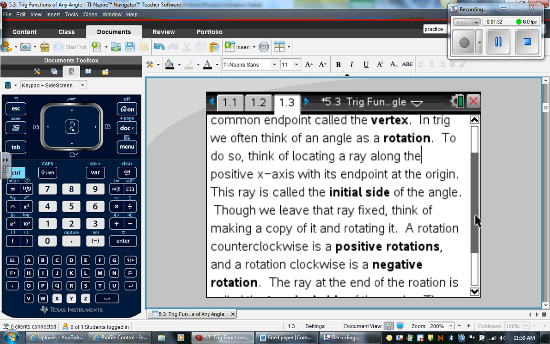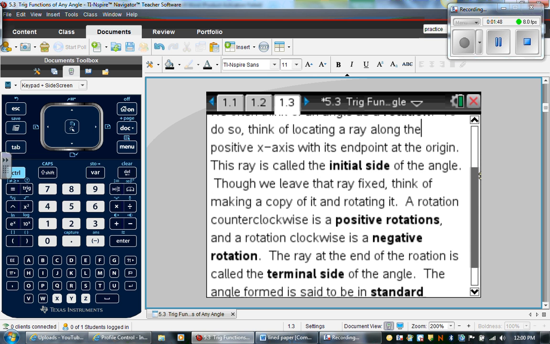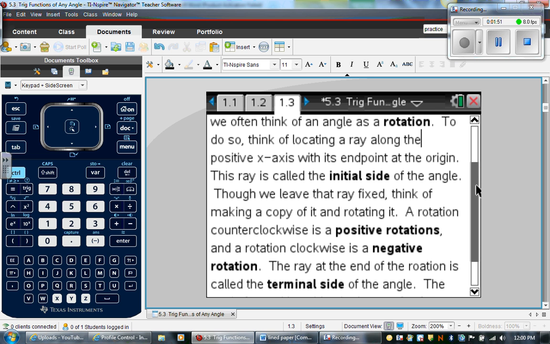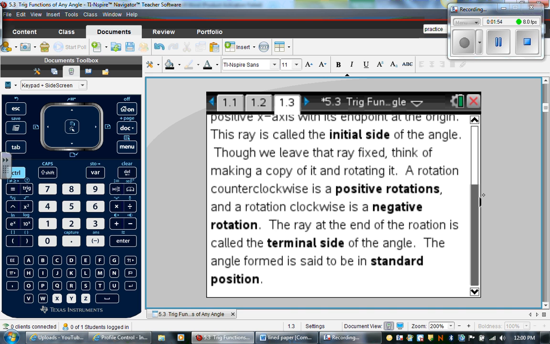So what we do is we leave that ray fixed on the x-axis, and we create another ray by making a copy of the initial ray, and we rotate it around. The rotation goes counterclockwise. That would represent a positive rotation. If I were to go clockwise, that would be a negative rotation. The ray that ends the rotation is what we call the terminal ray, or the terminal side of the angle. And then the angle that's formed is said to be in standard position. So again, if your initial ray lies along that x-axis with its vertex at the origin, we say that that angle is in standard position.